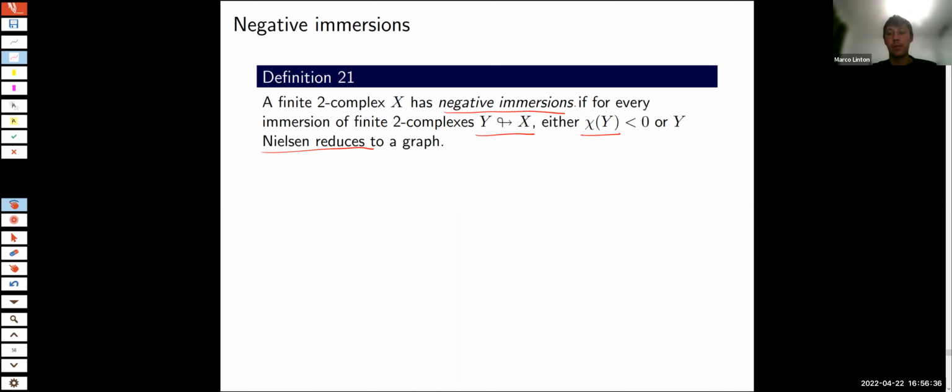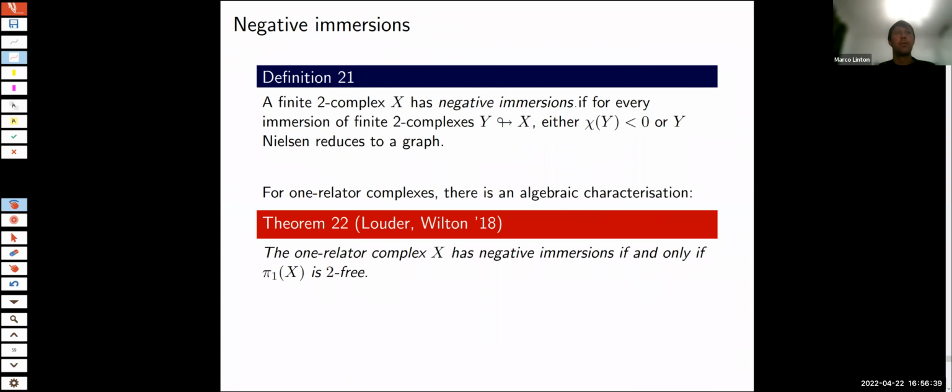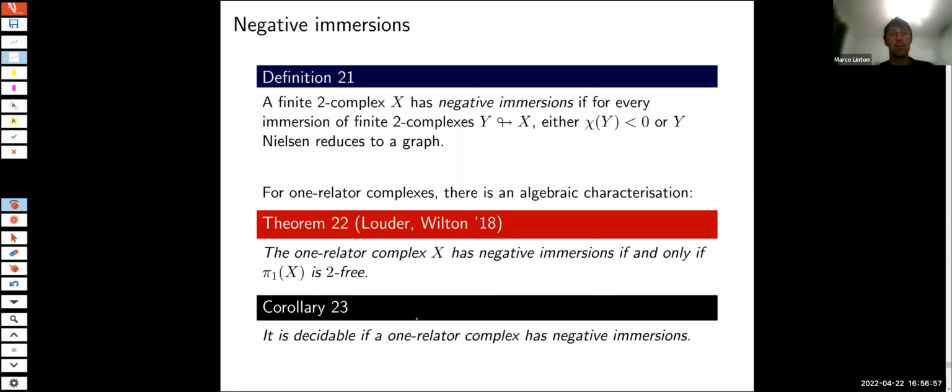So why am I introducing this definition? Well, for one-relator complexes, there's this really nice algebraic characterization due to Louder and Wilton. They show that a one-relator complex X has negative immersions if and only if its fundamental group is 2-free. So this gives you an algorithm to decide whether your one-relator complex has negative immersions. From this property, which seems impossible to check, you have so many possible immersions into this complex, you have something which you can actually decide in the context of one-relator groups. This is because we can compute primitivity rank of words in free groups.